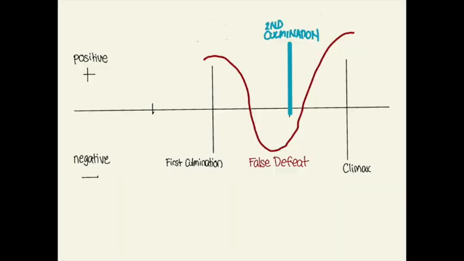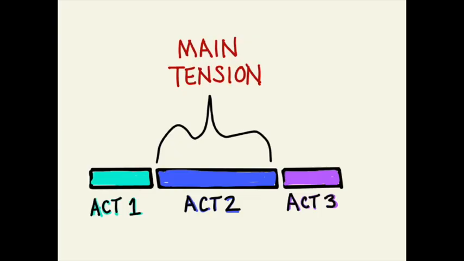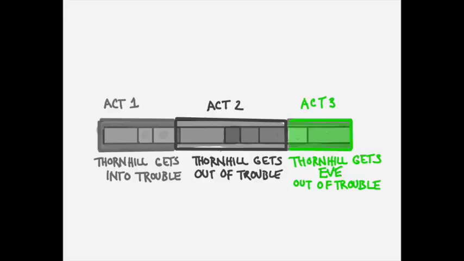Just before or just after the second culmination is often a dark night of the soul. This is the hero's lowest point in the whole story, in which all seems lost. But soon after the main tension is resolved, at the second culmination, a new third act tension is established. It could be that the protagonist discovers one final way to get what they want, or it could mean that the protagonist now wants something entirely different. Like Thornhill. All he wanted in the second act was to find Kaplan and clear his name, but in the third act, he wants something new: to save Eve.